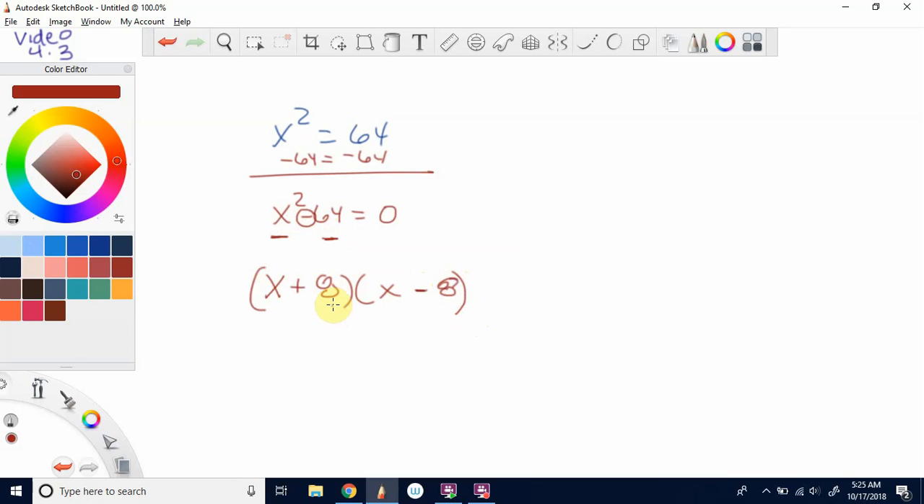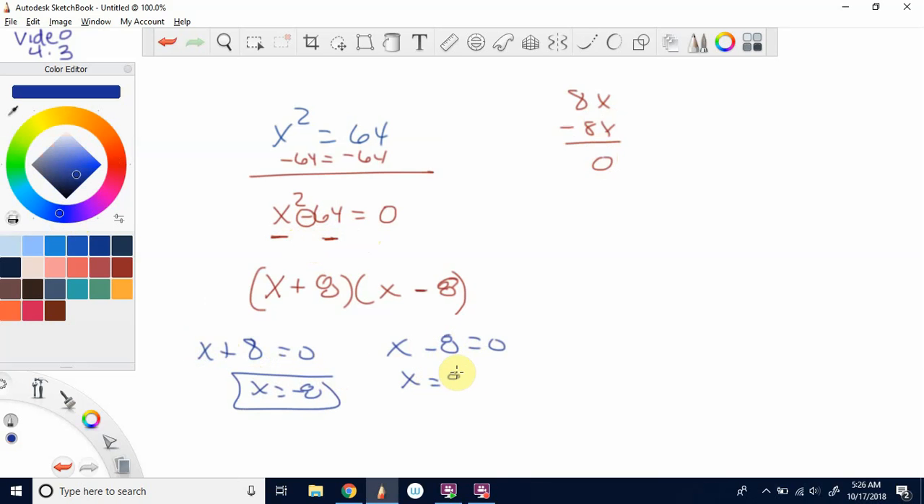And if you FOIL this, you'll notice that the two O and I terms of FOIL are going to be opposites. This is going to be 8x and minus 8x, and they end up 0, which is why we don't have a middle term here. We don't have a linear term. We only have a quadratic and a constant. So now, how do we solve this? We say x plus 8 equals 0, and x minus 8 equals 0, so x equals negative 8, and x equals 8. Okay, so there's your solutions.